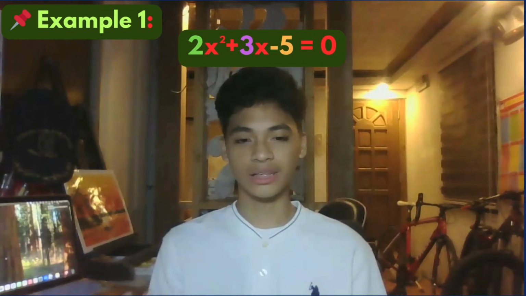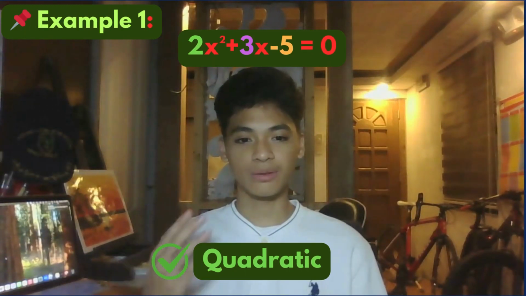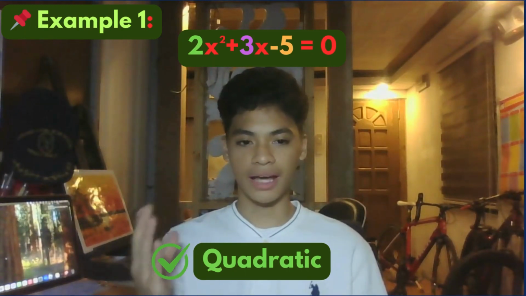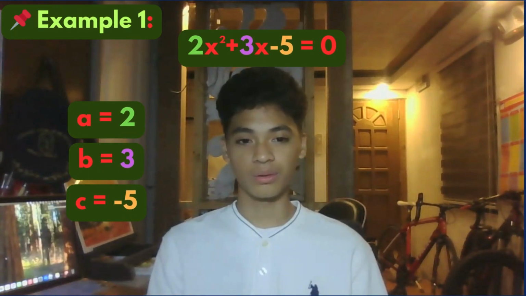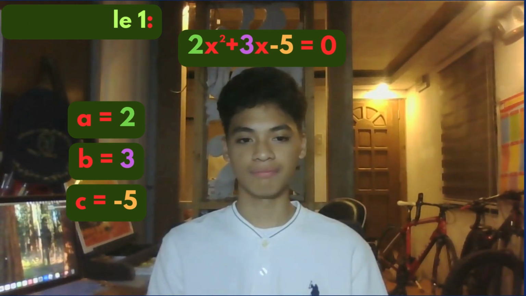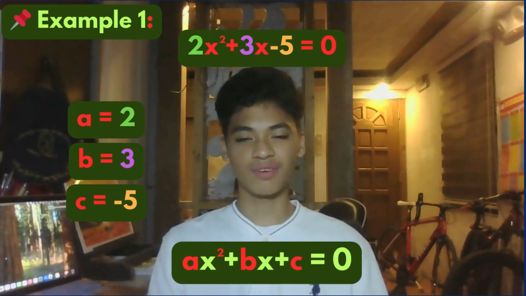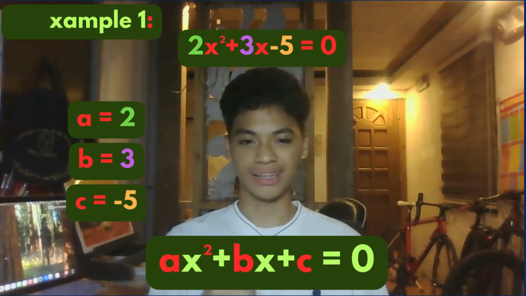Let's have an example. I have here 2x squared plus 3x minus 5 equals 0. This equation is quadratic because the highest power of x is 2. A is 2, B is 3, and C is negative 5. See? It fits the form of ax squared plus bx plus c equals 0 perfectly.